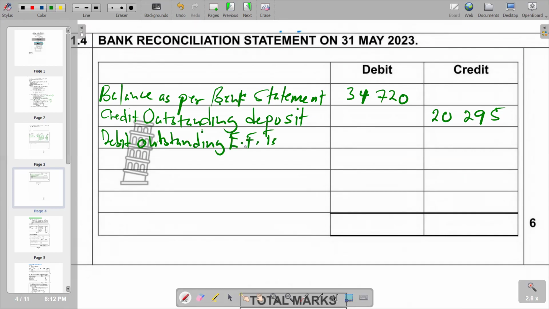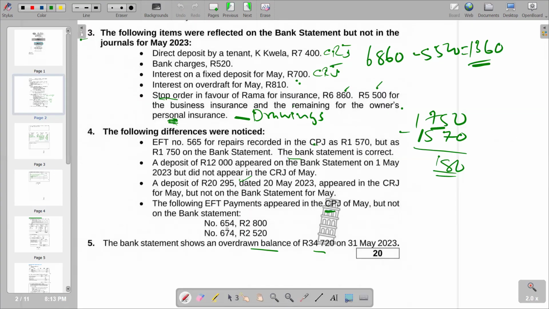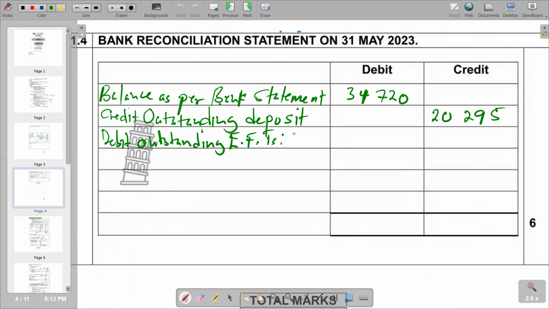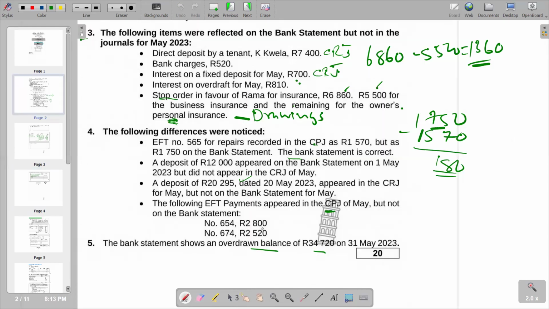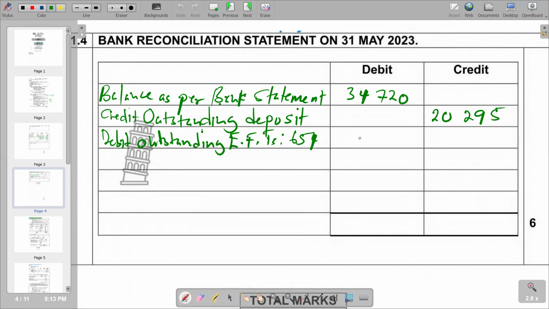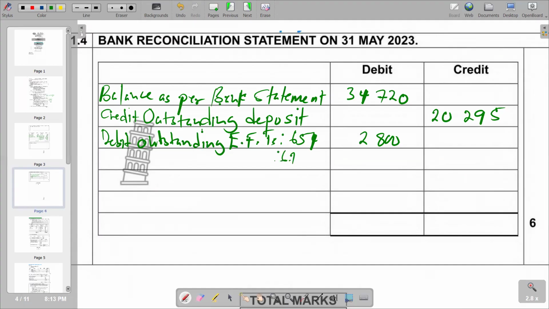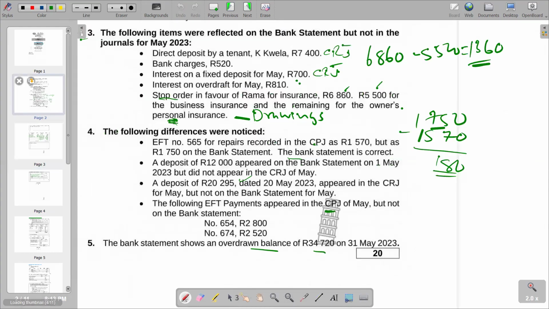Debit outstanding EFTs. We have the EFT numbers that are stated there, which you need to highlight. We got number 654, and the amount that we have is 2,800. We have another one which is 674, 2,520. Right, so this is what we have.